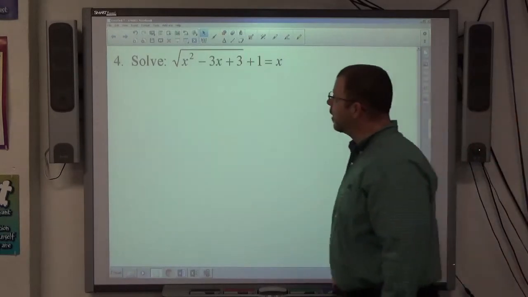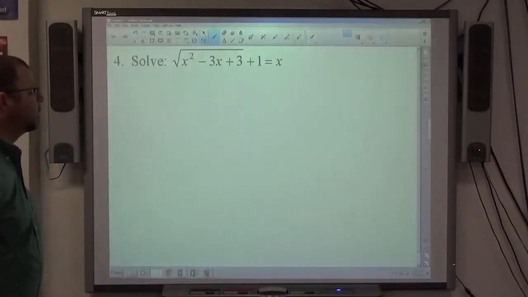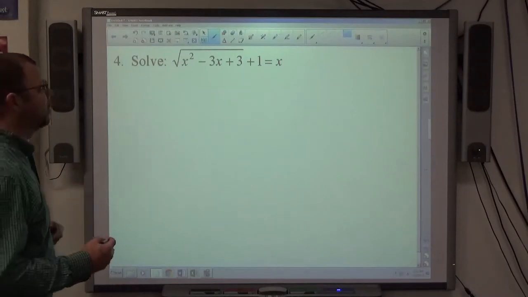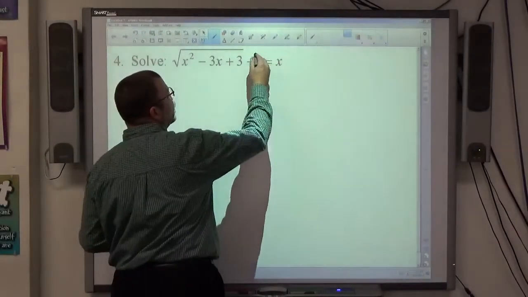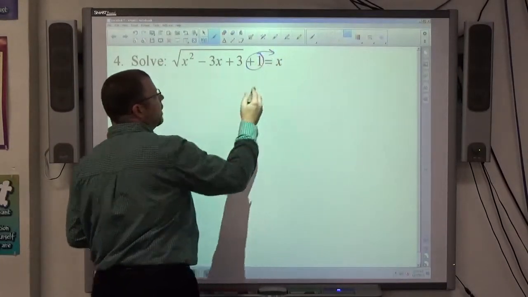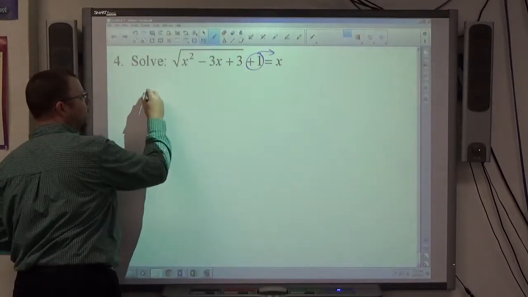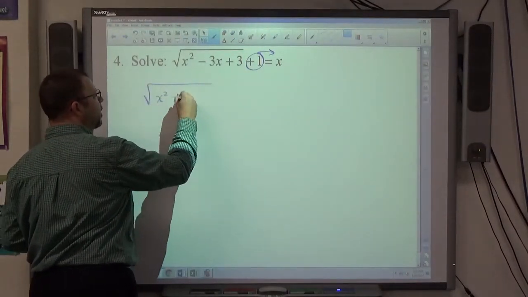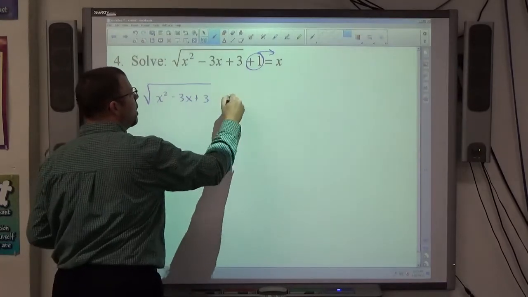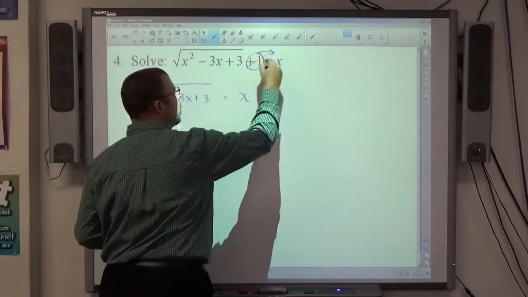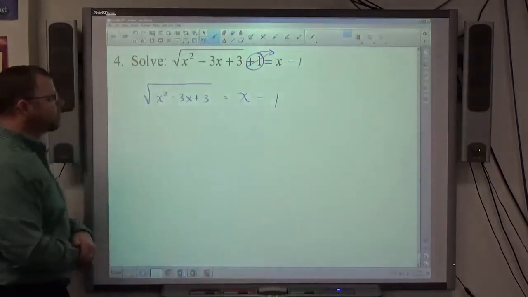Number 4, square root of x squared minus 3x plus 3 plus 1 equals x. Same family of problems, a little bit more challenging. The 1 moves to the other side, just like the last problem, to get the radical isolated. So we're going to get the square root of x squared minus 3x plus 3. Over here we're going to get x, move that over, minus 1.